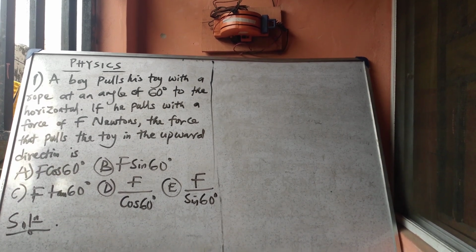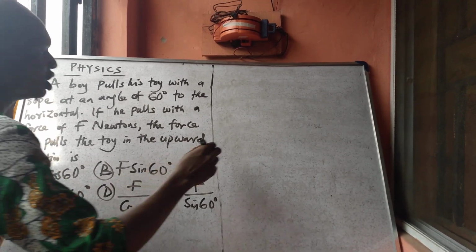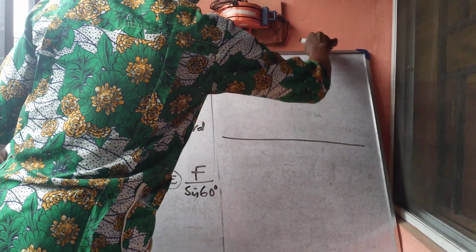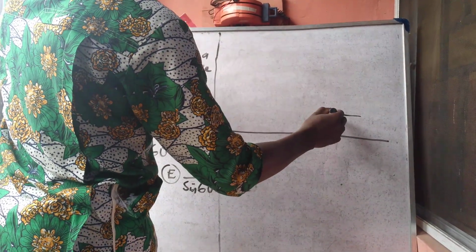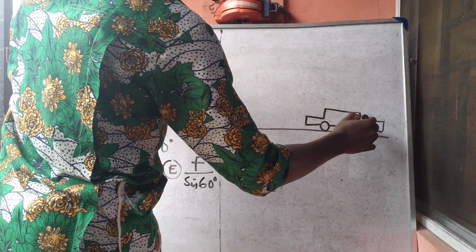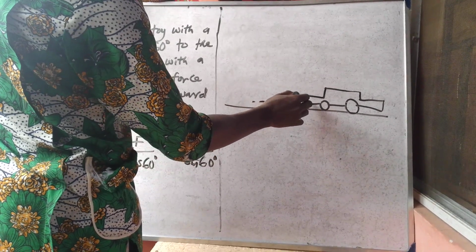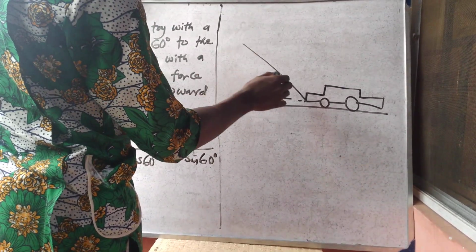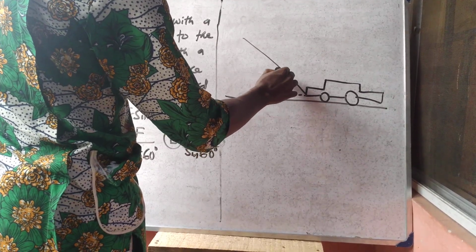And we are told that a boy pulls his toy with a rope at an angle of 60 degrees to the horizontal. The horizontal is the ground level. This is the toy, and he pulls it at an angle of 60 degrees. This is the rope, an angle of 60 degrees.